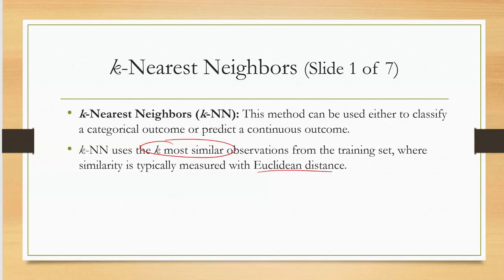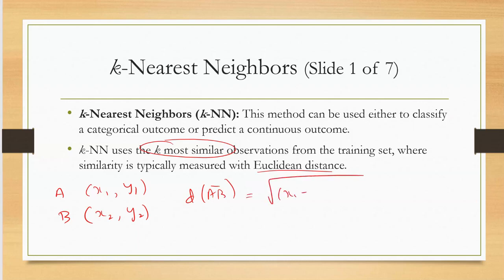So consider 2 points A and B. Let's say that point A is given by the coordinates x1, y1, and point B is given by coordinates x2, y2. The Euclidean distance between A and B is given as the square root of (x1 minus x2) squared plus (y1 minus y2) squared. And if we had a point with multiple dimensions, we would have the same analysis for each of the dimensions of points A and B.